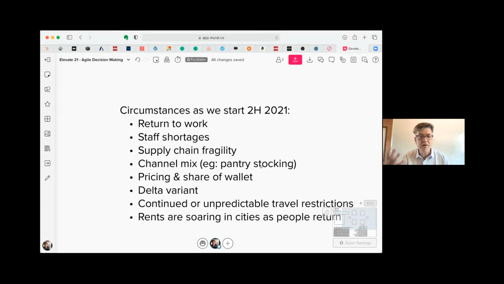And with the Delta variant, we don't know what's going to happen in the fall and the winter. We have some ideas, but are we prepared? So all of the mix and what's happening in the second half of 2021 and beyond need some decisions to be made. What are we going to do? What are we going to decide on for attracting and retaining people, for profitable revenue growth, for customer delight, for product quality, for all the things that we're up to as an organization?